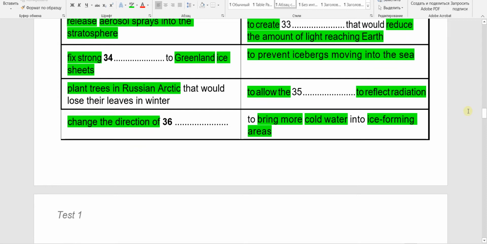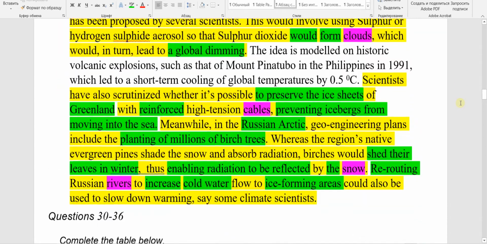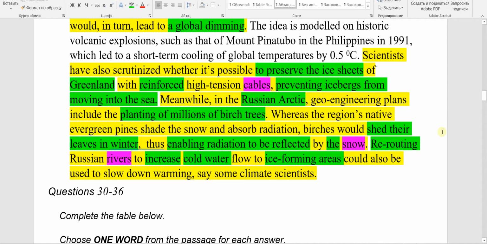Here it is. So let's go to our 34 statement. Fix strong gaps to Greenland ice sheets to prevent icebergs moving into the sea. So the main keywords in this sentence are Greenland, ice sheets, and the major issue is fix strong, that we need to put the correct word there. And after maybe you will see the next sentence, to prevent icebergs moving into the sea. So in that case, we should focus on our paragraph D. So in this paragraph, the author argues, here it is, from scientists.